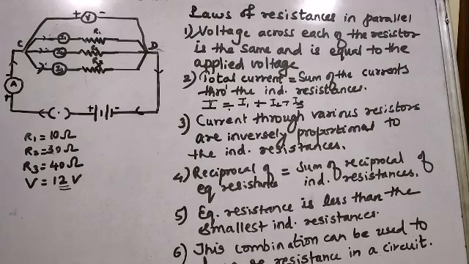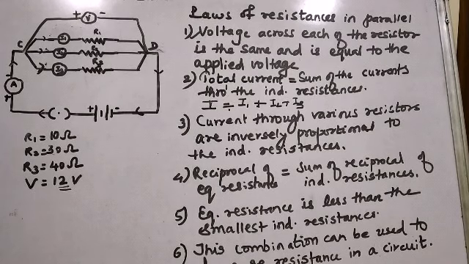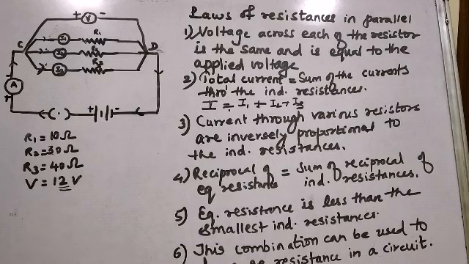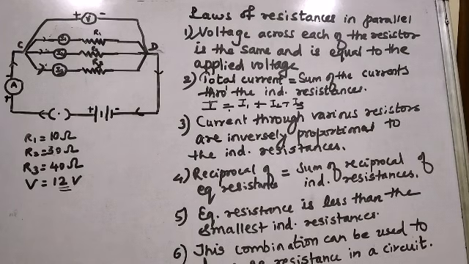Let us study the laws of resistances, or characteristics of resistances in parallel. The first characteristic is that the voltage across each of the resistors is the same and is equal to the applied voltage. We have already seen that in a parallel combination, voltage is the same but current is different. Therefore, the first characteristic of resistors connected in parallel is that the voltage across each resistor is the same and equal to the applied voltage.